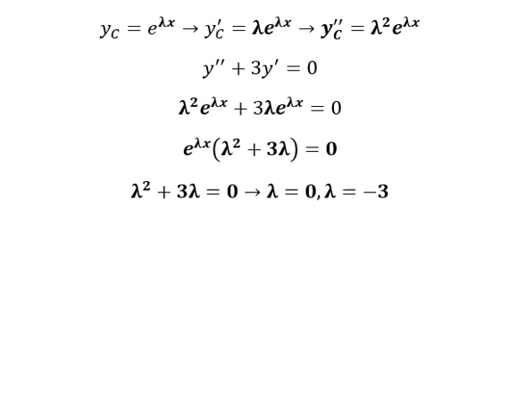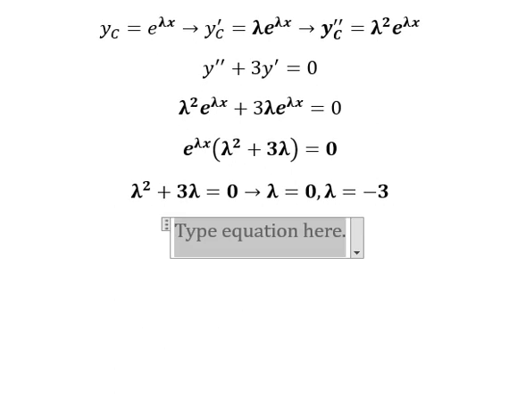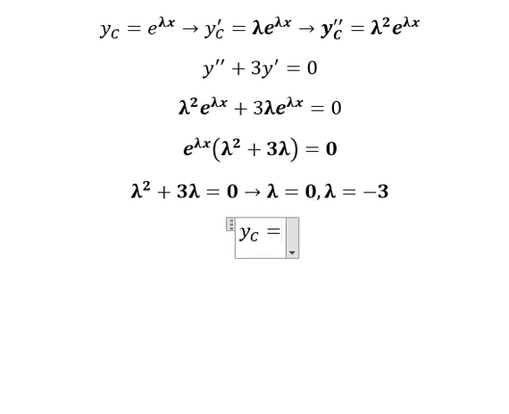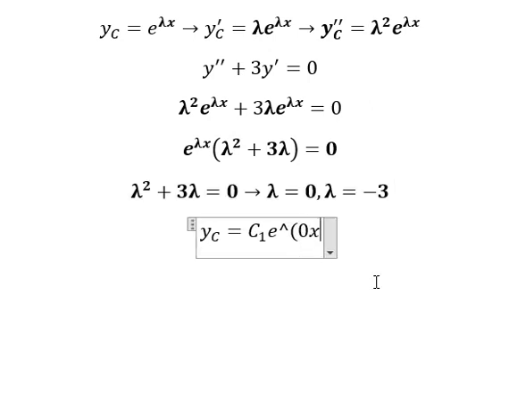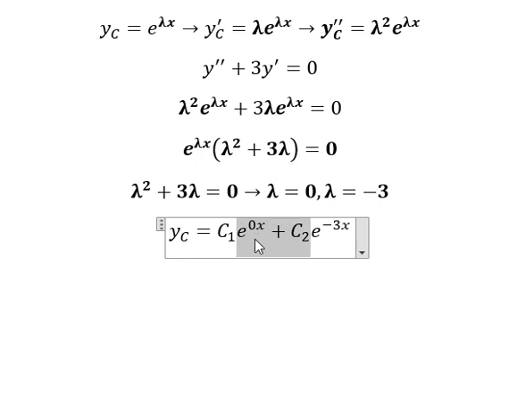And now we get yc. We have c1, that is the constant 1 times e to the power of lambda s. Because we have 0, I will put this in here. And we have c2 e to the power of negative 3s. So this one we have 1.